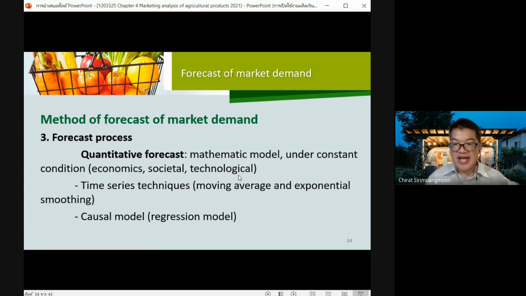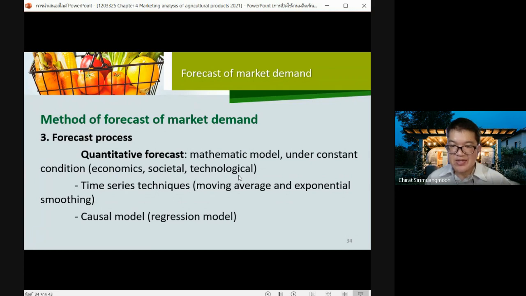So you do forecast about the number, which means you need to have some mathematics. So in this case, we have the mathematics model. Then you just try to do calculation under the constant condition. Like you set the model to have stable economics, stable societal issues, and also technological. So you might set the criteria like that. Normally, quantitative we have two types.